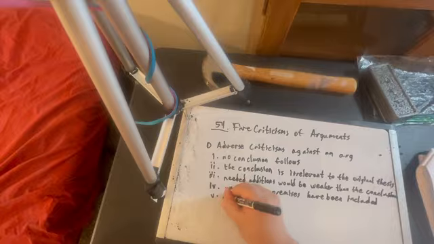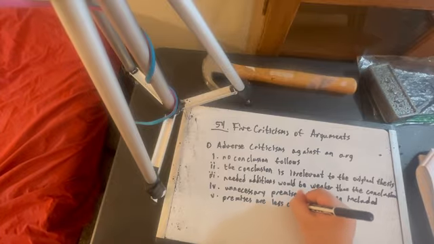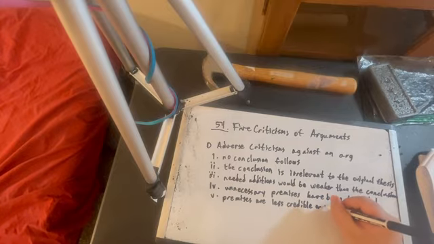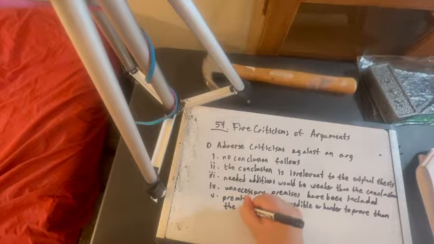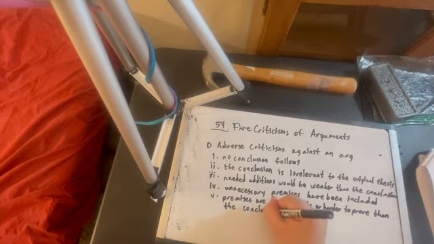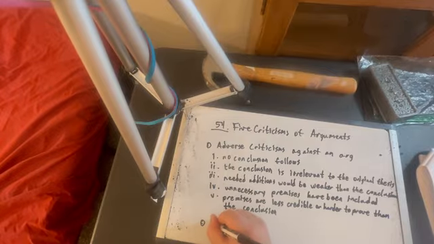Fifth, premises are less credible or harder to prove than the conclusion. Arguments can fail by invalidity, irrelevance, weakness, excess, or poor premise quality. A bad argument may fail in form, aim, economy, or credibility.